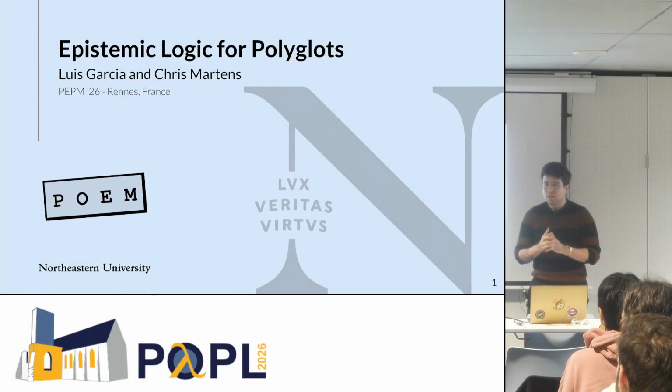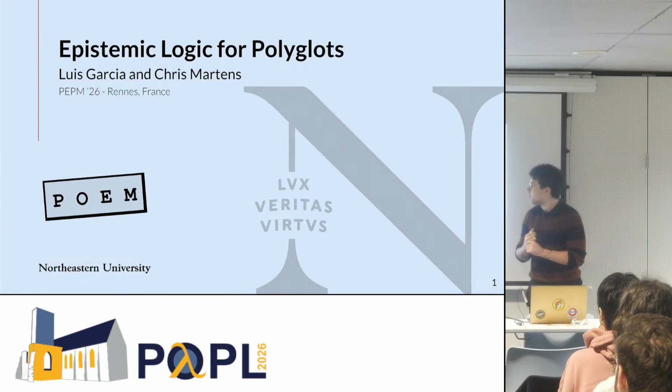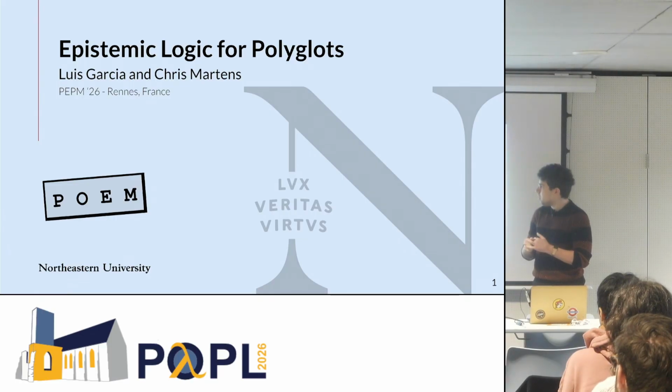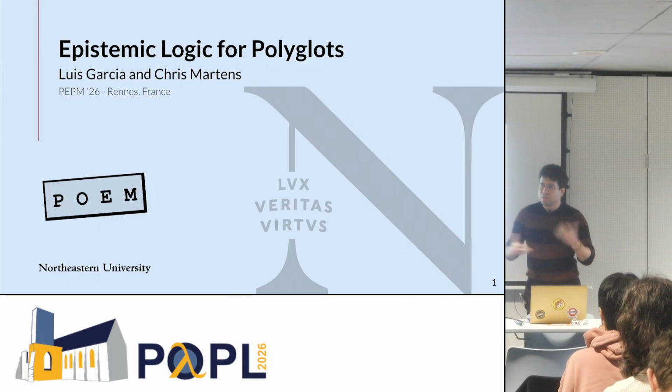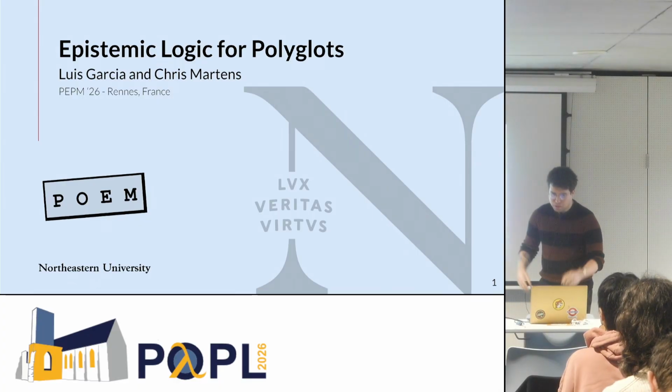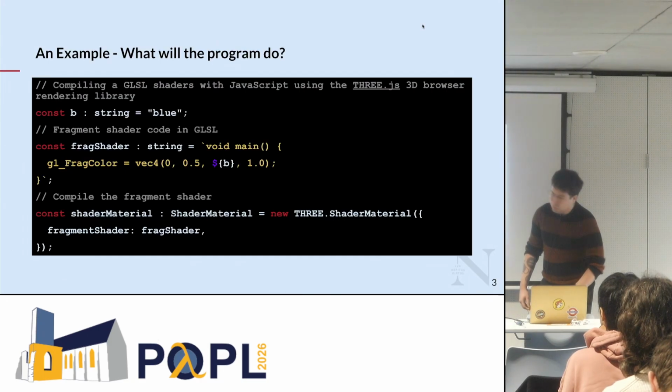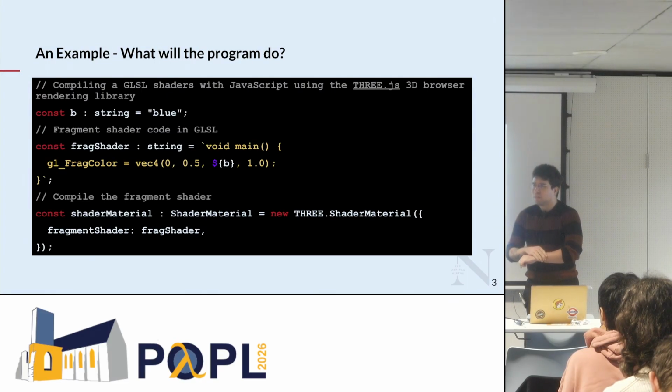So good morning, everybody. My name is Luis. I'm a student of Chris Martens over at Northeastern University in the US, and I'm going to talk about some ongoing work in what I think is a good logical foundation for what I call polyglot programs, which is a type of multi-language programming. And I want to start with an example. So I want to take like 10 seconds to look at this example and for people to guess what will happen.